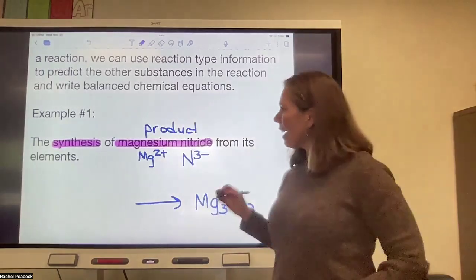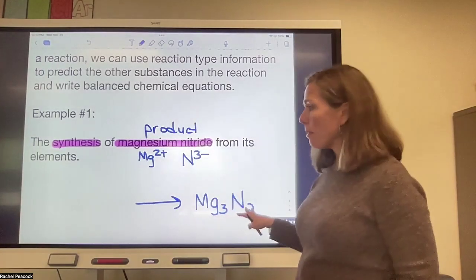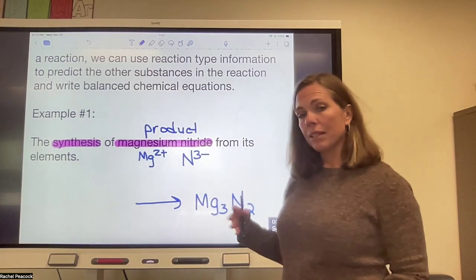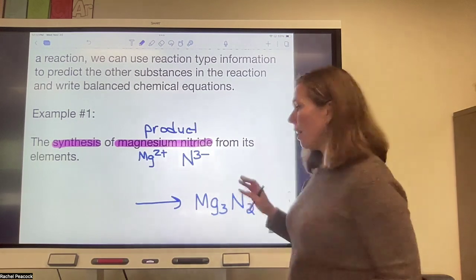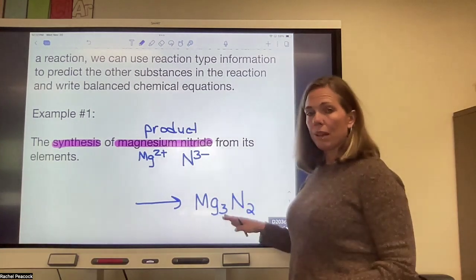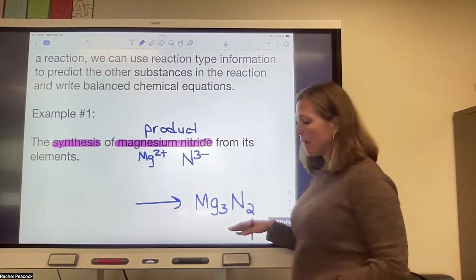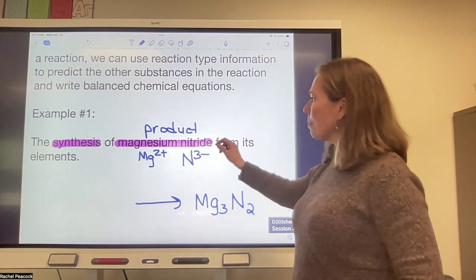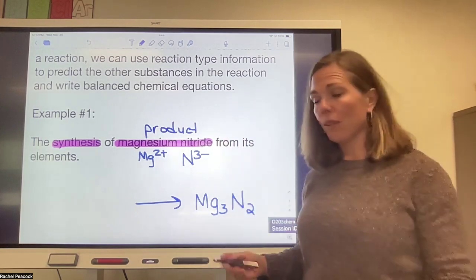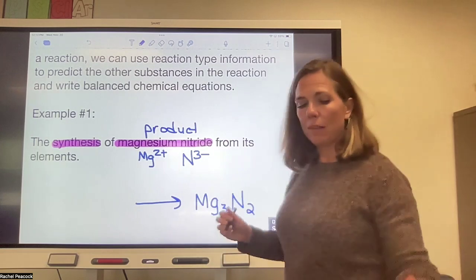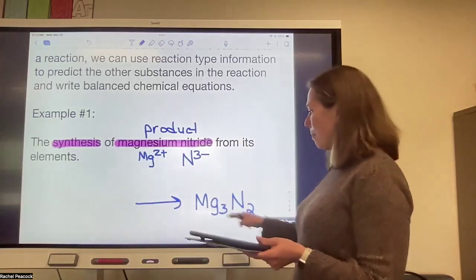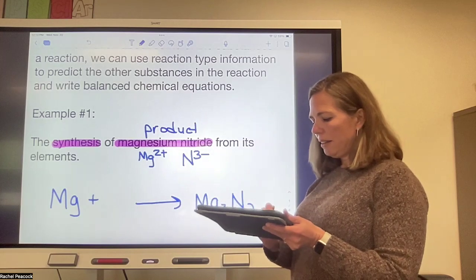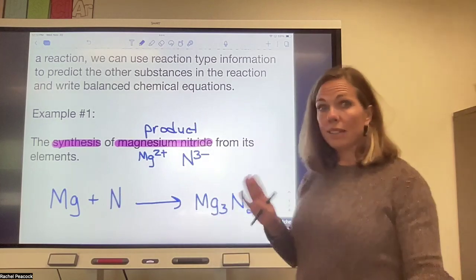Maybe you realized that synthesis, hopefully you looked it up and remembered, is when smaller substances, lots of times elements, are combined to form one substance, a bigger substance, which is a compound. And it says in this example that it is the synthesis of magnesium nitride from its elements. So it's telling you that it's from its elements. So what elements make up magnesium nitride? Well, magnesium, right? And nitrogen. All right. We're not done yet, though.